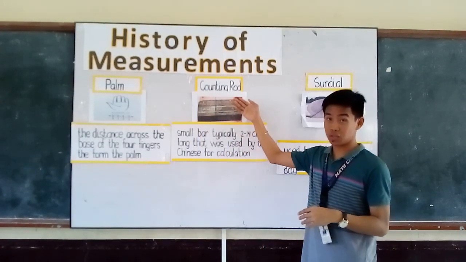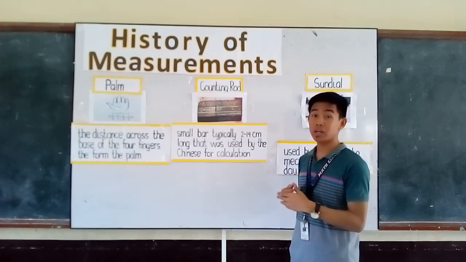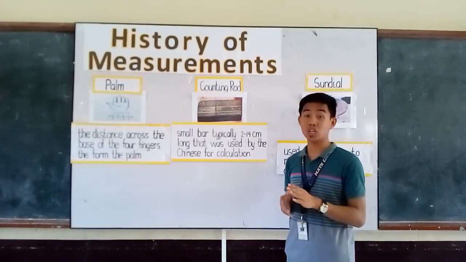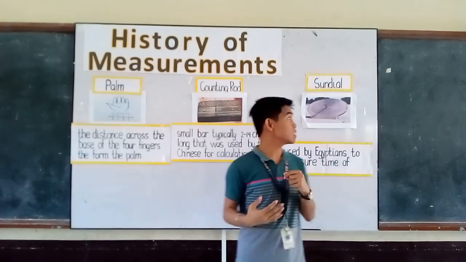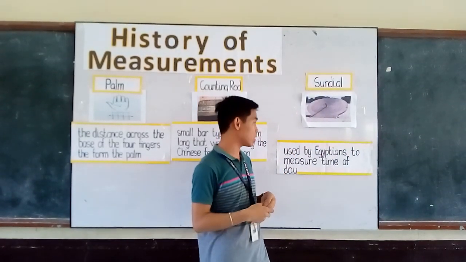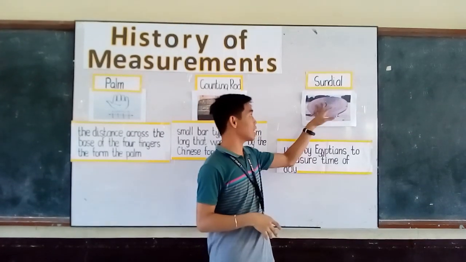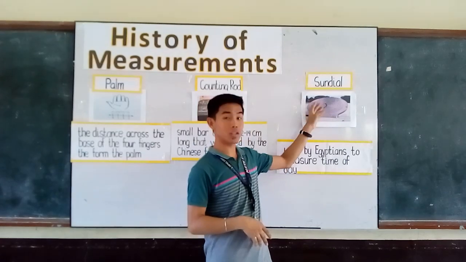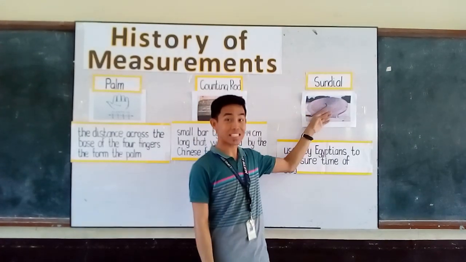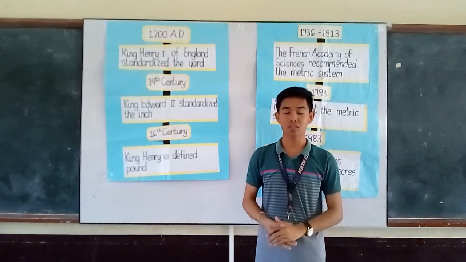Next is the counting rod. The counting rod is typically a small bar measuring 2 to 14 centimeters long that was used by the Chinese for calculation. Next is the sundial. The sundial is an instrument used by the early Egyptians to measure the time of day. This is a sundial, as you can see.